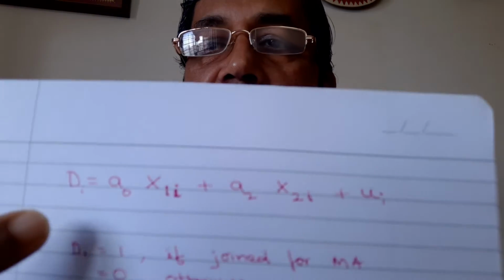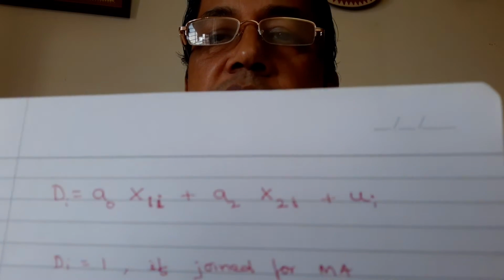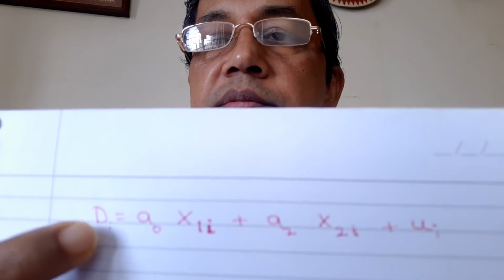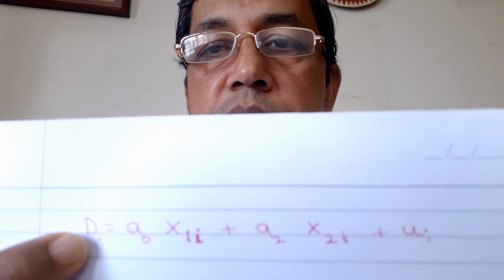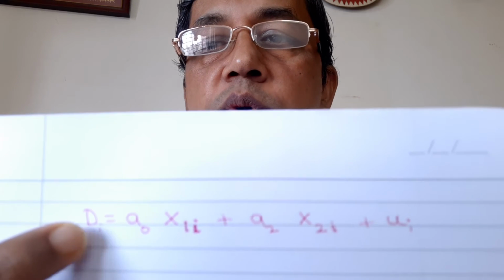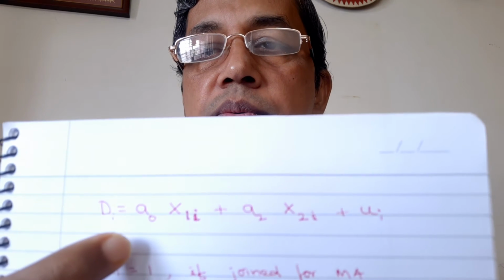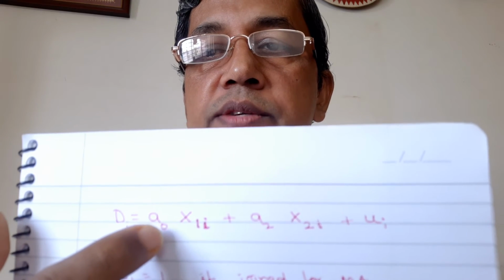So let me start with the linear probability model. As I showed a little earlier, this model looks very simple. It looks just like your multiple regression model. The only difference is here the dependent variable is a dummy variable. Okay, it is not your standard quantitative variable which is appearing on the left hand side. I'm sorry, actually a0 is my intercept variable. I'll modify this.